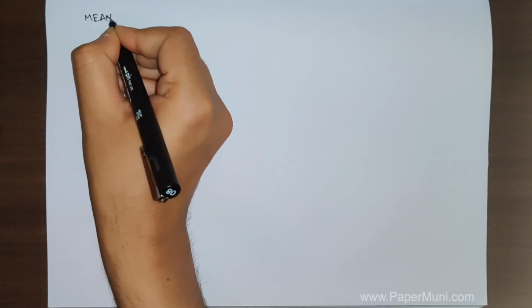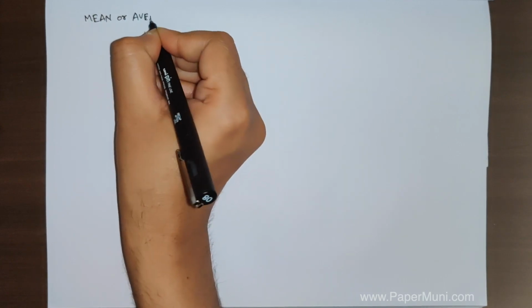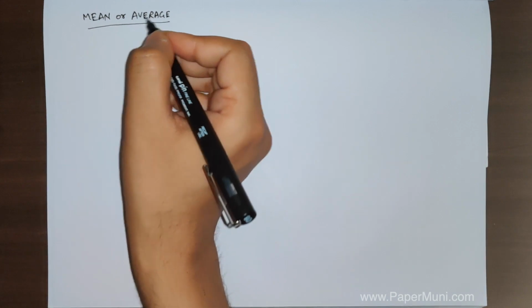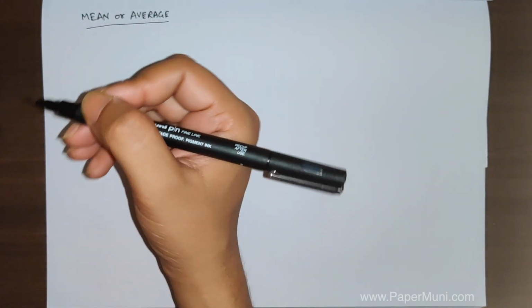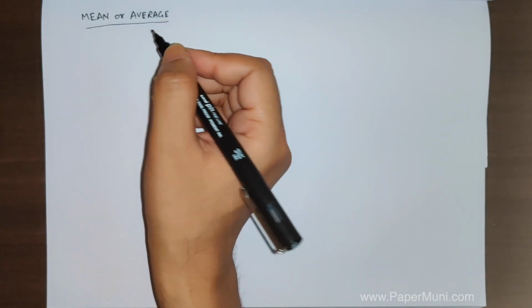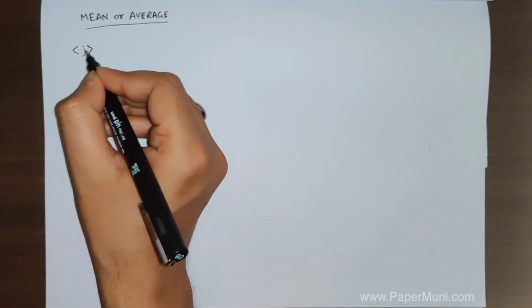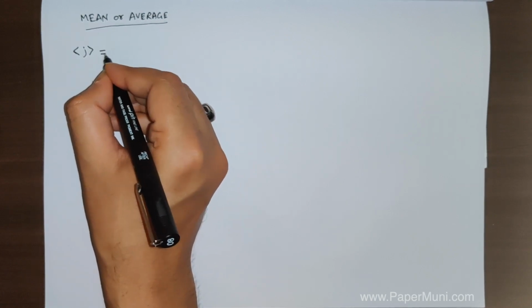So next topic is the mean or the average. See, this is a very important quantity which will be recurring every time. It is one of the most important calculations we'll be doing in quantum mechanics. So the average is defined as, it's written in angular brackets. Okay? This is a notation.